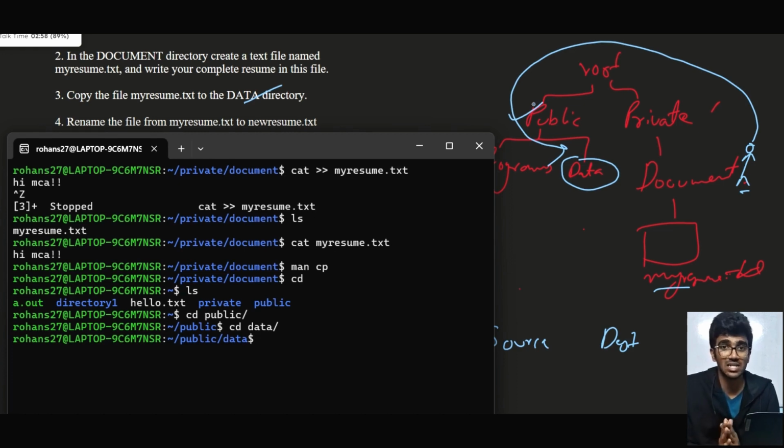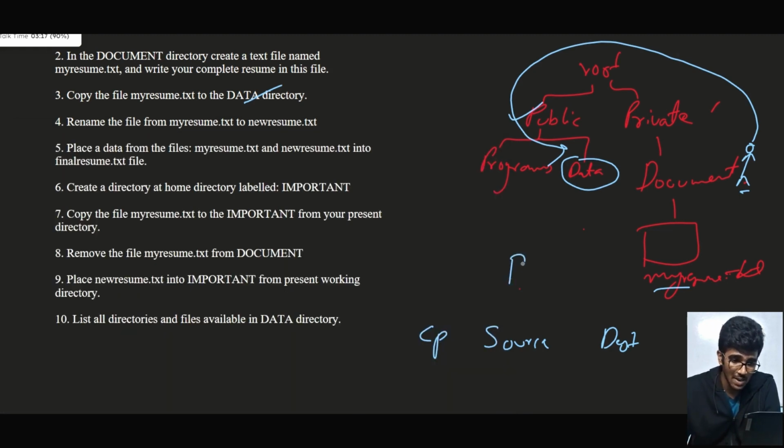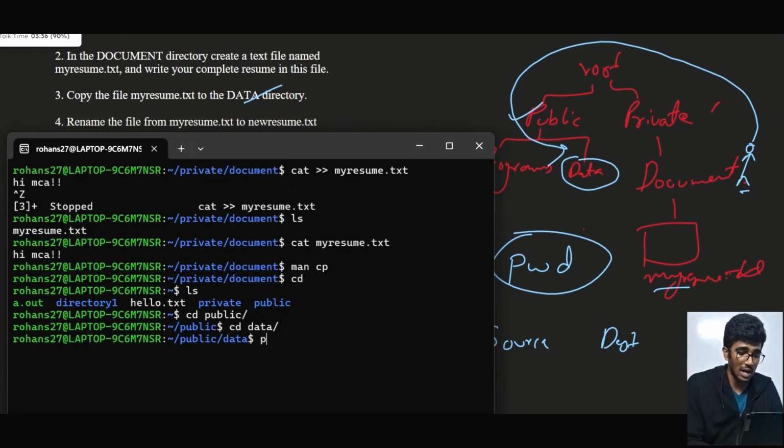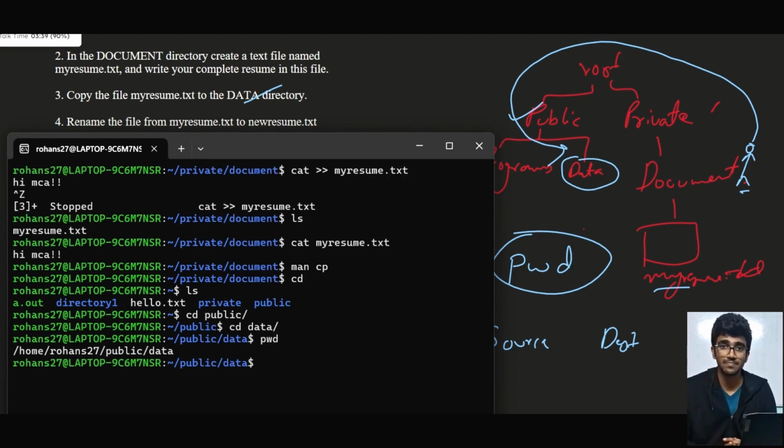You need data's address. To capture data's address, there is a command. You are presently in data, and while seeing this you clearly know that. But to check which directory you are in, there is a command called pwd. pwd stands for print working directory. It prints the present working directory on the terminal. So how is it beneficial? Let's see. Now type pwd, enter. So this is the actual address of data.